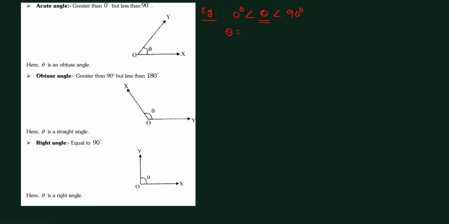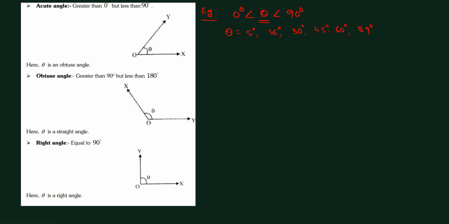Some examples of acute angles: 5 degrees, 15 degrees, 30 degrees, 45 degrees, 60 degrees, 89 degrees. These angles lie between 0 and 90 degrees, and all of these we can call acute angles.